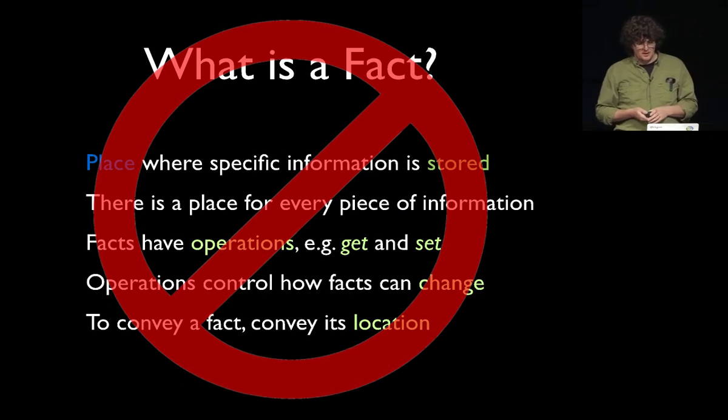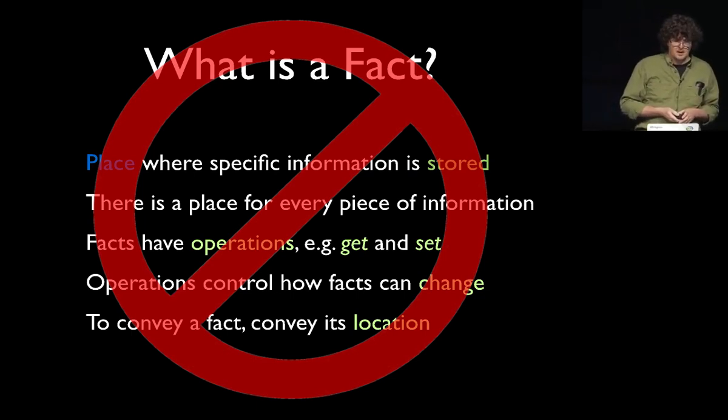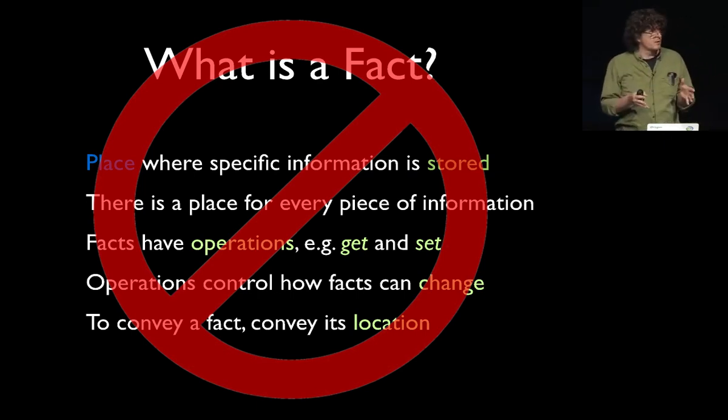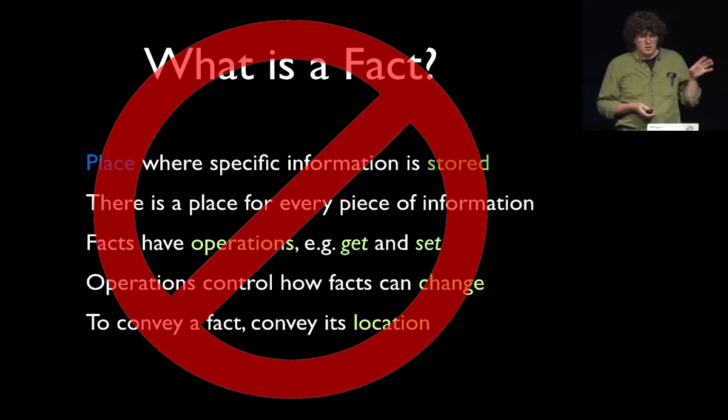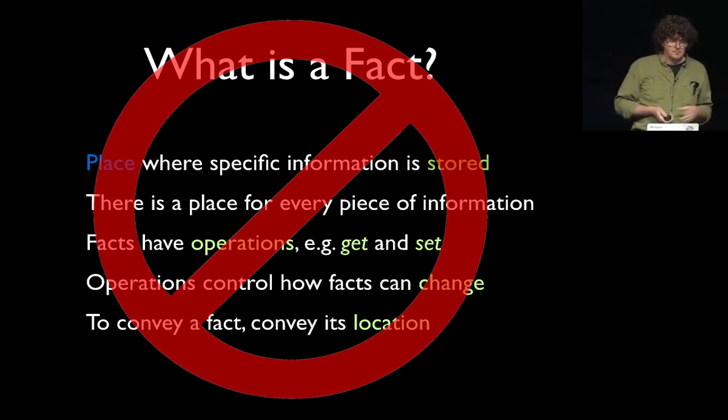Now, this is not the dictionary definition. So, a fact is a place where information is stored. And there's a place for every piece of information. And every fact has a set of operations, like definitely get and maybe set. And although maybe set doesn't have the right controls for the fact, there might be other kinds of operations that would control that. And that's essential, right? That operations control how facts can change. And then when we want to communicate about facts, all we need to do is convey their locations.